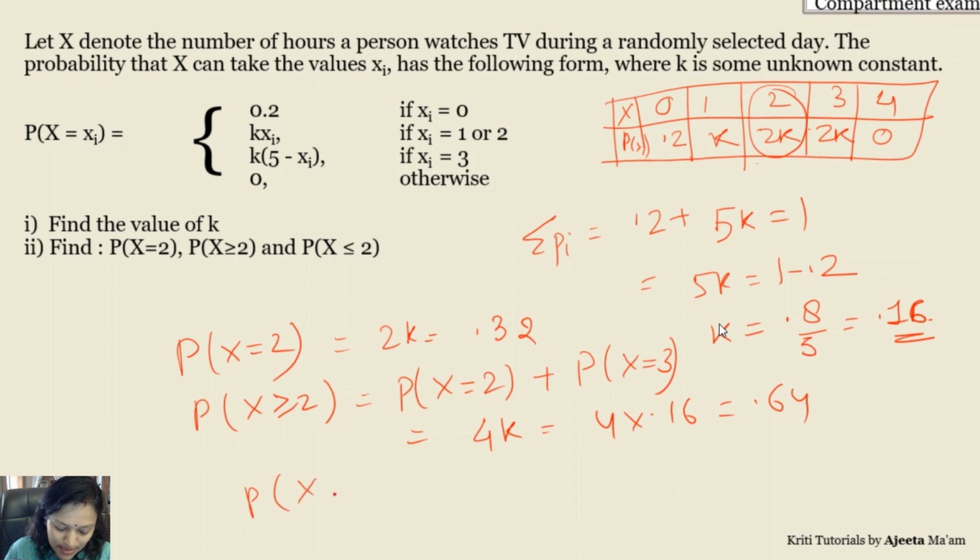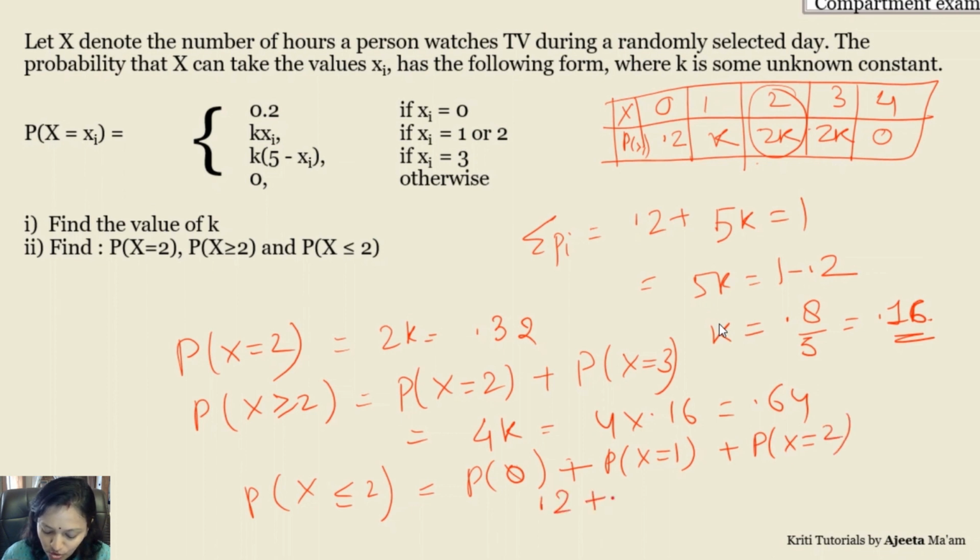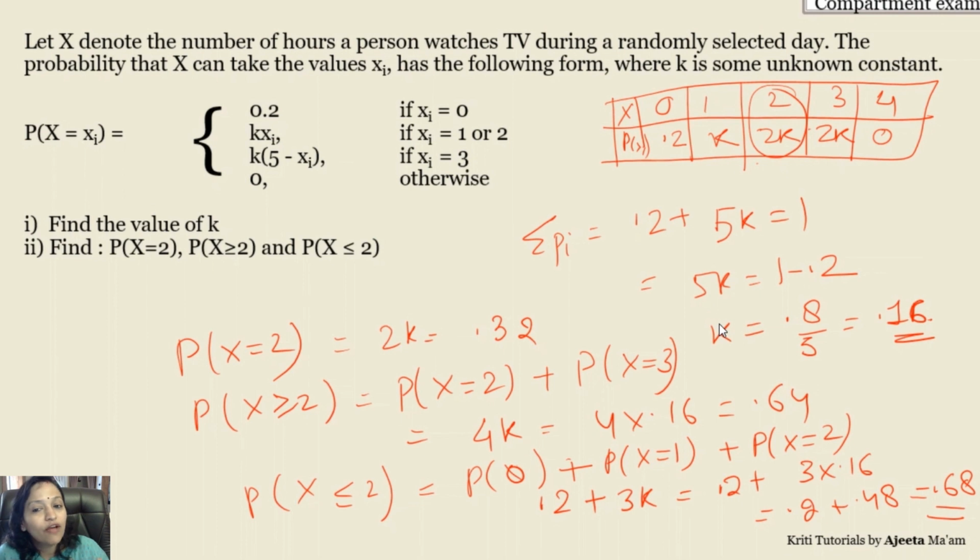And for p less than equal to 2, we have 3 cases: 0, 1, and 2, right? So for 0.2, for 1 and 2, we have 3k. So 0.2 plus 3 into 0.16. So how much you get? 0.2 plus 0.48. So we get here 0.68. Okay. This is what we have for this table.